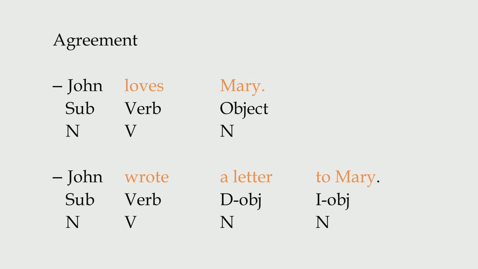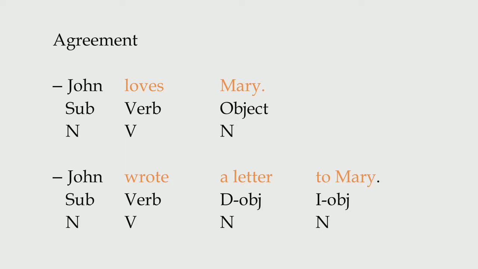In the two sentences that you see on the screen, the first one is John loves Mary, and the second sentence is John wrote a letter to Mary. In both the sentences there are two parts. I am sure you are familiar with these two parts by now. These two parts are subjects and predicates.